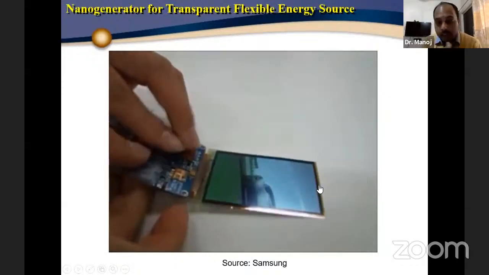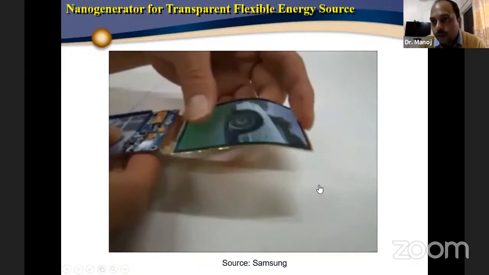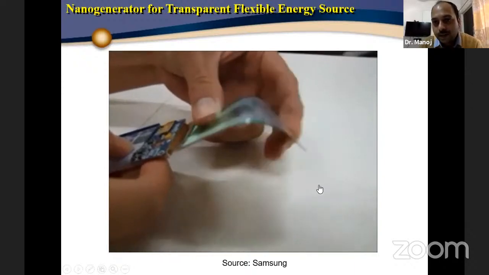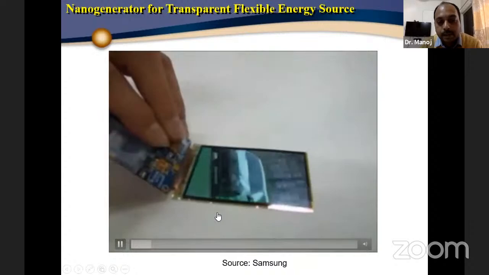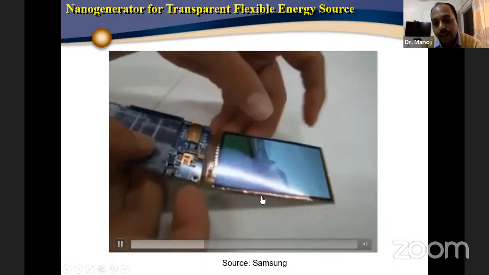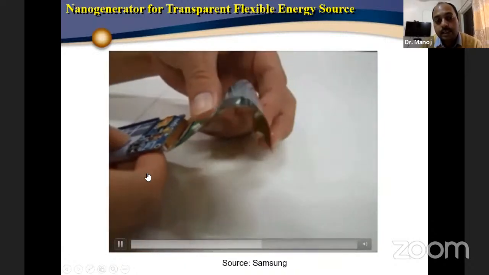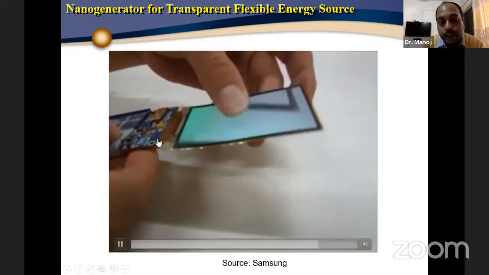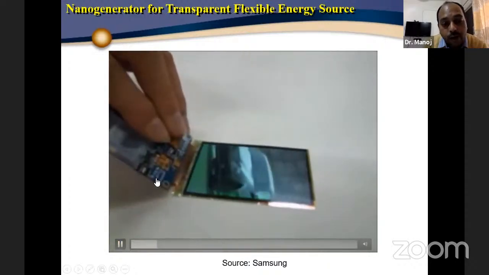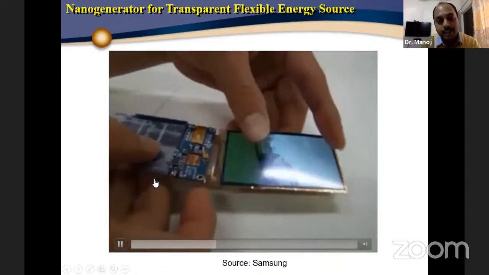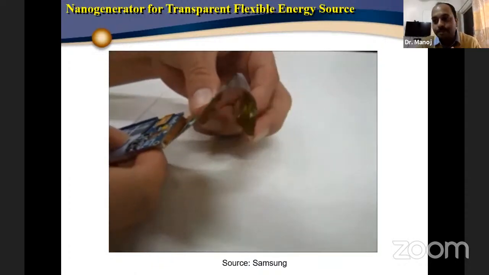Now, since the device was on a hard substrate, we can dream of flexible electronics. You can see this video. This screen is made by Samsung, and it is very flexible, but the battery part is still hard. So we need to come up with some technology that has flexibility, transparency, as well as foldability.